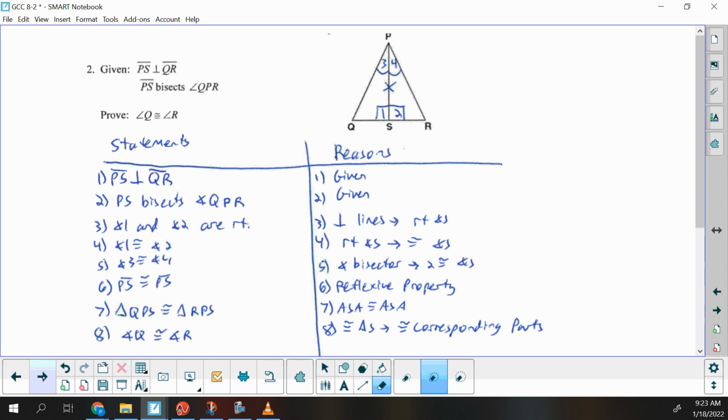Moving over to number 2, again, I'm going to pause and not say anything for 45 seconds, just so you can check your proof against this one.